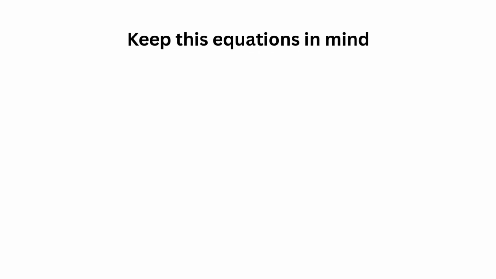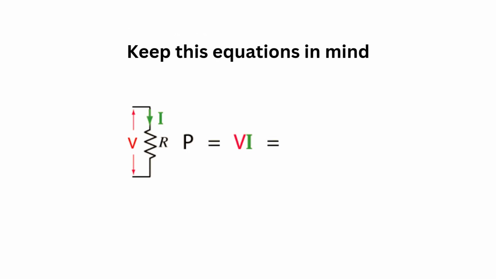Keep these equations in mind. P is equal to VI, equal to V square by R, equal to I square R. These are the basic equations that we are using to solve bulb related questions. So make a note of these equations, and these are all simple ones that we have known from the basic classes. Now let's dive into the questions and solve them one by one.